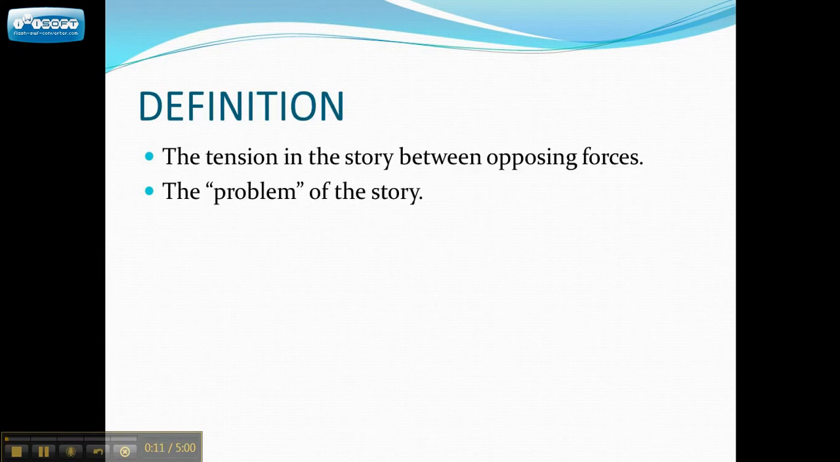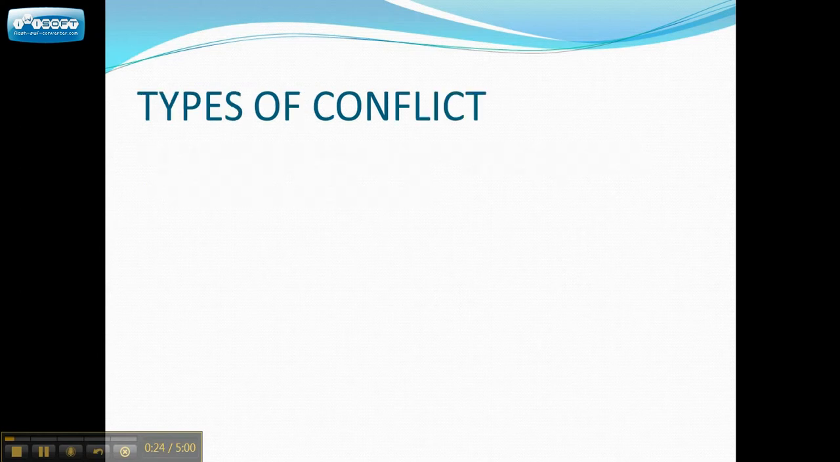So, by definition, conflict is the tension in the story between opposing forces. So there are two things that are in conflict with one another, that are opposing one another, and that's going to create the conflict in the story.